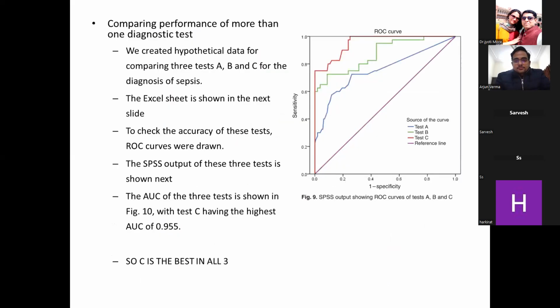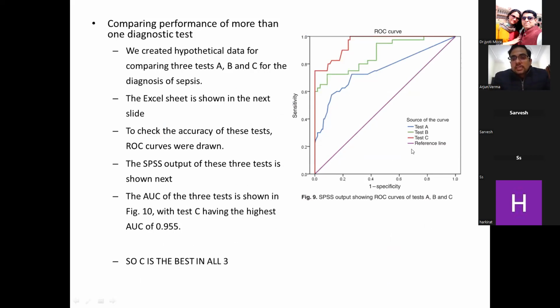Another important part of the ROC curve is to understand the difference between the various tests. We can assess one test, and at the same time we can assess multiple tests with the ROC curve. We will draw on the same box all the possible ROC curves for tests like A, B, and C. There are 3 tests to diagnose a disease: test A, test B, test C.